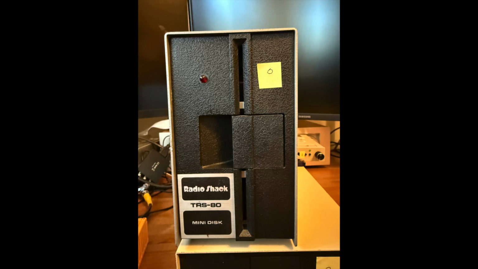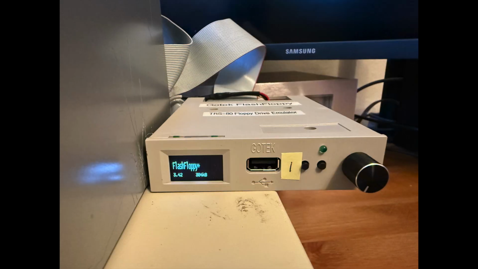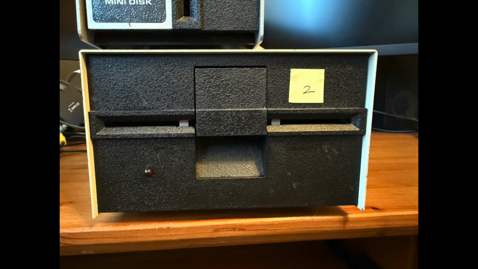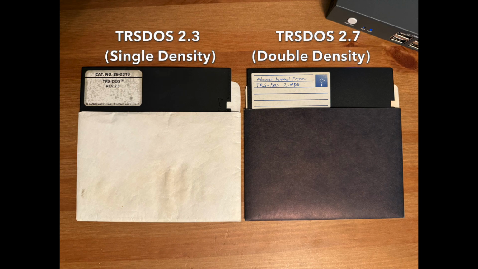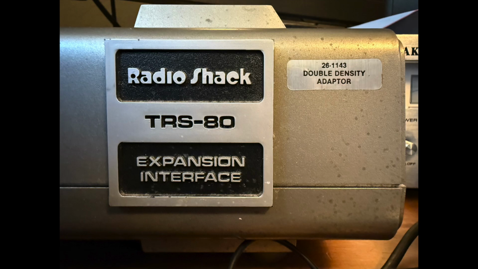My boot floppy is the top one labeled drive 0, the Gotek is labeled drive 1, and the data drive that I'm copying from will be drive 2. So we've got the boot, destination, and source. I have two types of floppies I'll need to be copying, TRS-DOS 2.3, which is the single density, and TRS-DOS 2.7, which is the double density, since I have the double density adapter installed in my expansion interface.